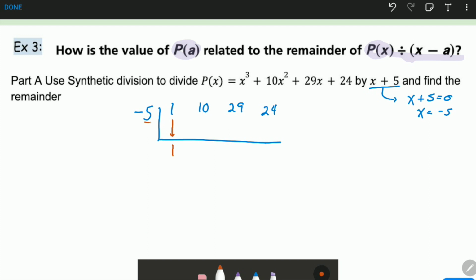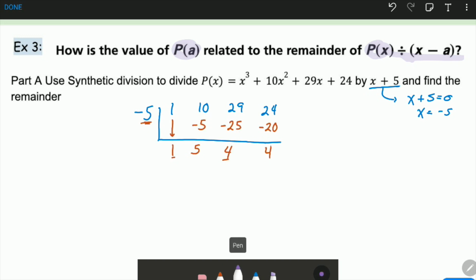So negative 5 times the 1 gives me negative 5. Then add going straight down. 10 plus negative 5 is positive 5. We'll multiply again. Negative 5 times positive 5 is negative 25. And then add going straight down. 29 plus negative 25 is 4. And then one last time, multiply. Negative 5 times 4 is negative 20. And then add to get positive 4.